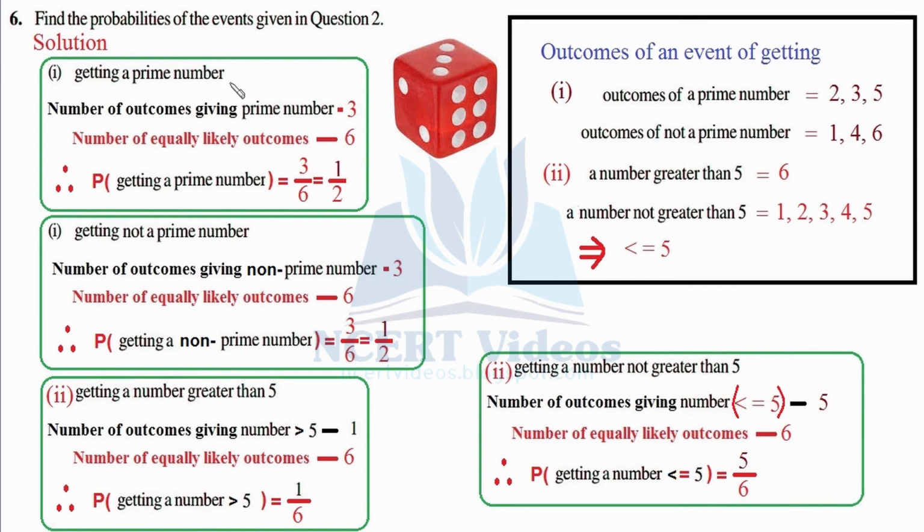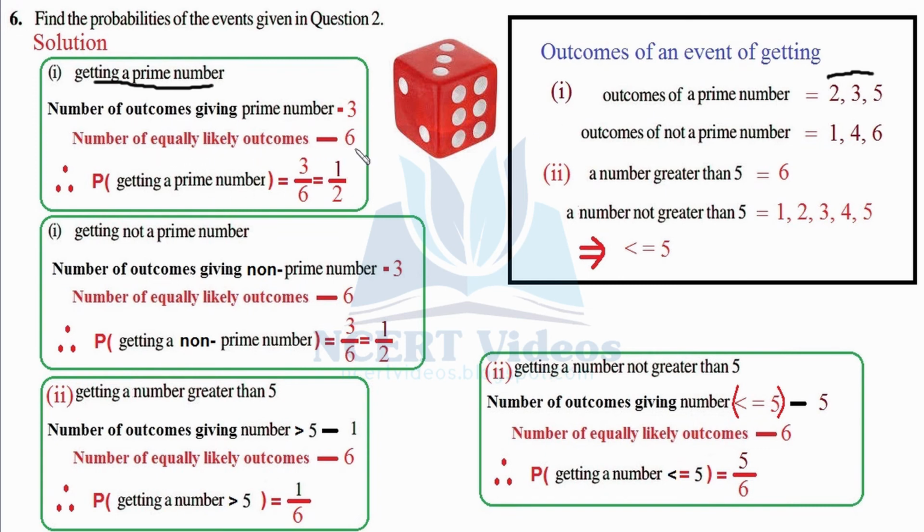Getting a prime number. So here was the first outcome. We need to find this time the probabilities of all these outcomes. Nothing fancy in that. Therefore, we wrote getting a prime number because we were talking about prime number outcomes. So how many prime numbers did we find? It was 3. Out of what? Total 6 possible cases whenever we roll a die. Therefore, we wrote number of outcomes giving prime number are 3, which were 2, 3, 5 respectively.